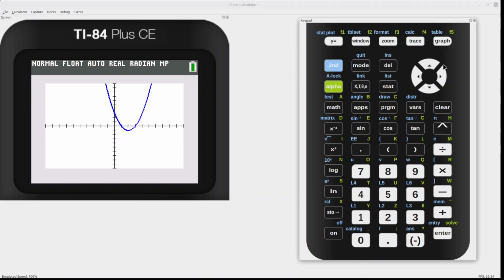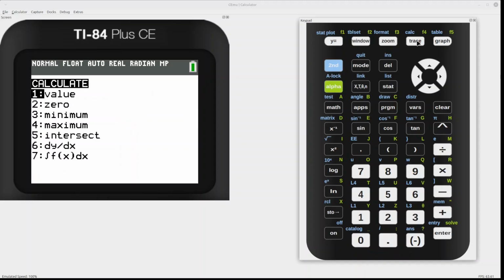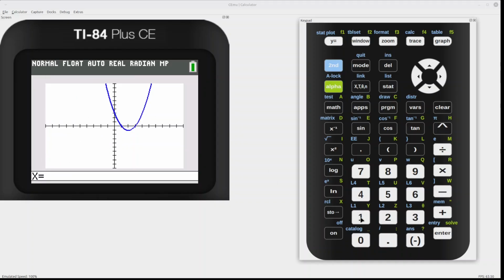Okay, so a typical question would be: what is the y value when x is 5? We can find the value by going to second calc. We're going to do value. We simply enter a 5. And that gives us the value that says when x is 5, then y is equal to 8.